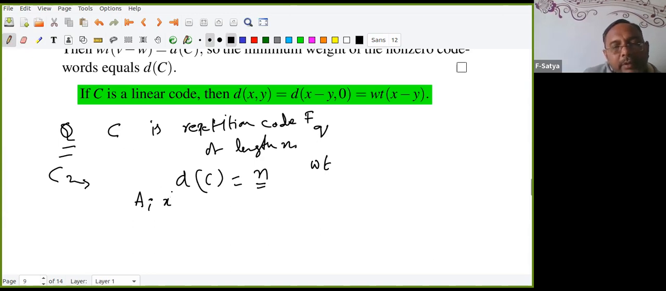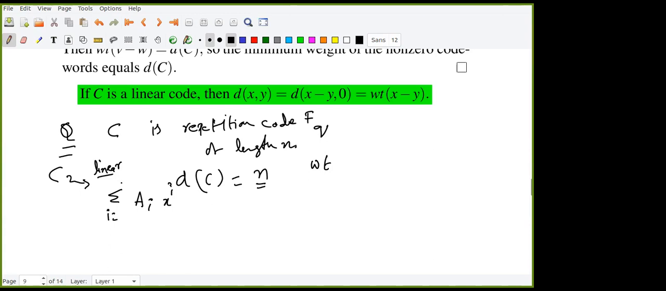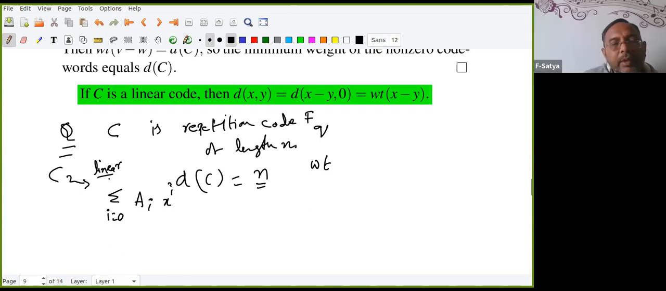Are you following what I'm saying? And I do summation. Summation i goes from where to where? Suppose C is a linear code. How many vectors are there with weight 0? Only one. So i equals 0 to... I can go up to n, because weight can be n also. So A_i is what? A_i is the number of code words, the number of elements in C.